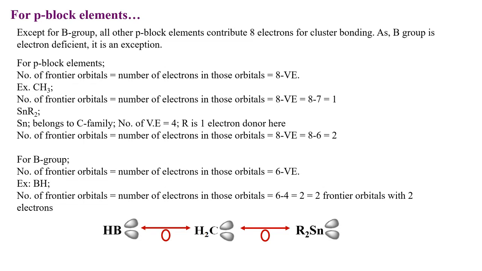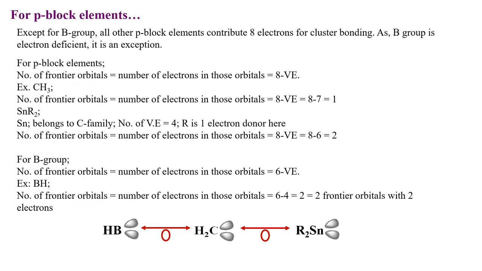Take SnR2, where R can be any group which is a one electron donor species. So the number of frontier orbitals here will be equal to 8 minus 6, because tin belongs to the carbon family. So totally you get 2. So SnR2 will have 2 frontier orbitals with 2 electrons in them, that is 1 each. But for the boron group, the number of frontier orbitals will be equal to 6 minus valence electrons. This is very important.